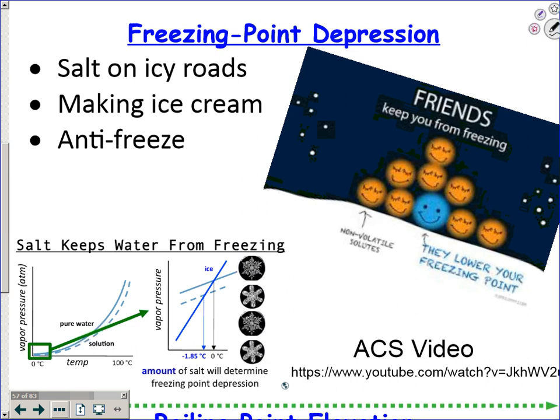So some examples that you should add to your different types or examples of colligative properties. For freezing point depression, some real world examples are these. We know about salt on the roads. We know that helps us eliminate the potential of water freezing. And I'll tell you why in a second.